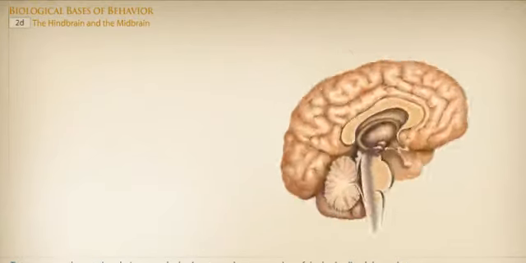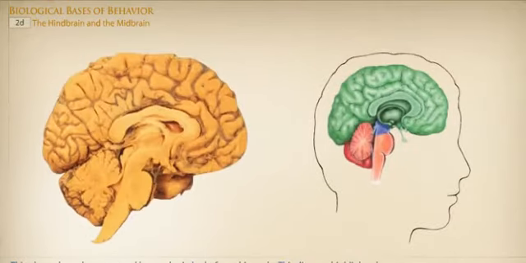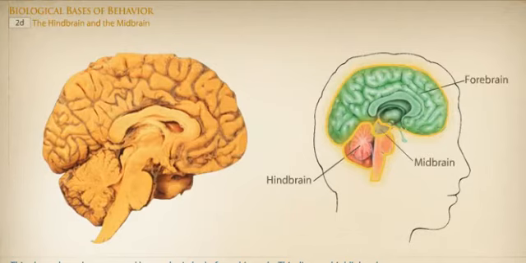To get an even better view, let's rotate the brain to reveal a cross-section of the brain sliced down the middle. This photo shows an actual human brain and how it looks from this angle. The diagram highlights the three major regions of the brain: the hindbrain, the midbrain, and the forebrain. So let's take a look at each one of these.